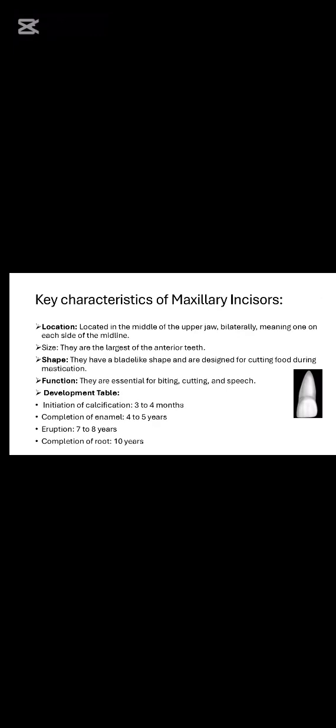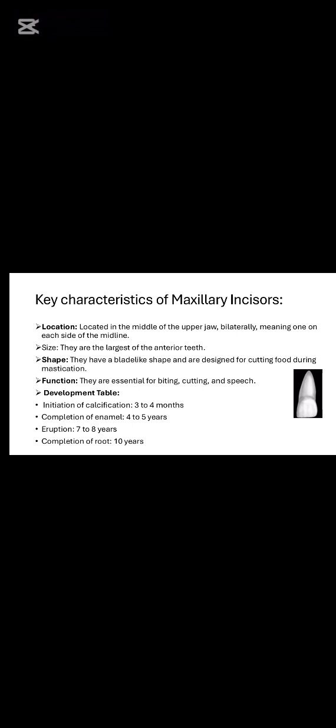Now we come towards the key characteristics of maxillary incisors. They are located bilaterally on our upper jaw, which means one on each side of the midline. They are the largest of the anterior teeth, having a blade-like shape, and are designed for cutting food during mastication. They are responsible for biting, cutting, and speech.